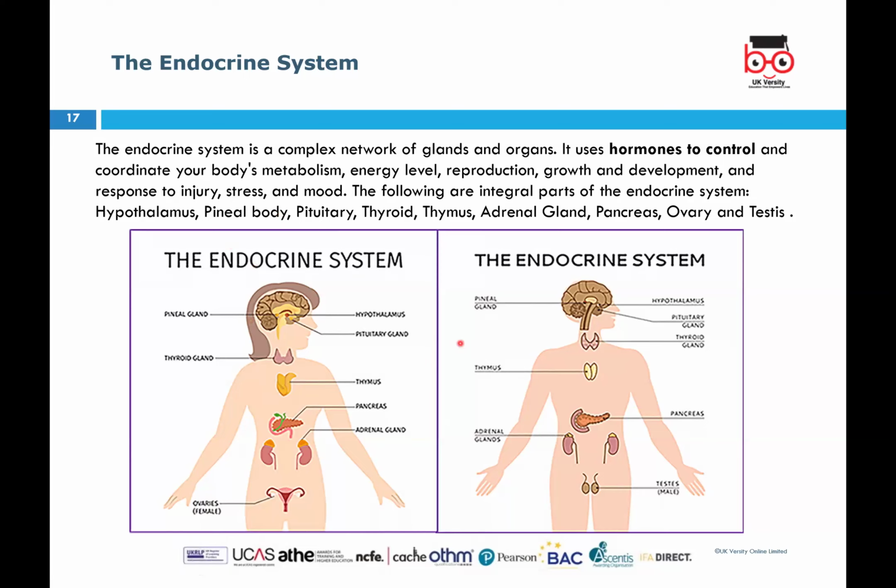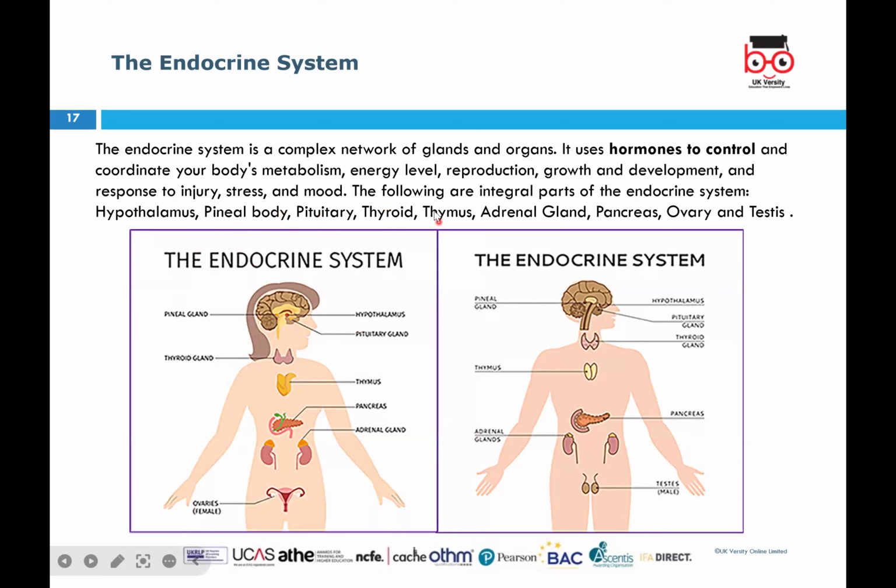What are the different parts of the endocrine system? You have the hypothalamus and the pineal body, both of which are within the brain. You have the pituitary gland that is within the brain.